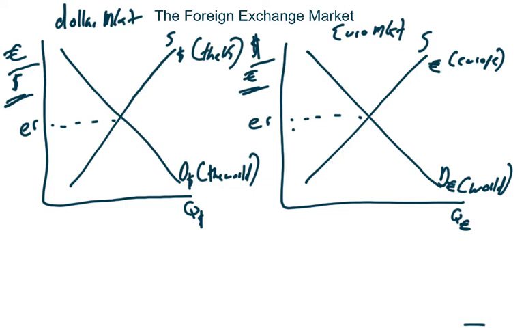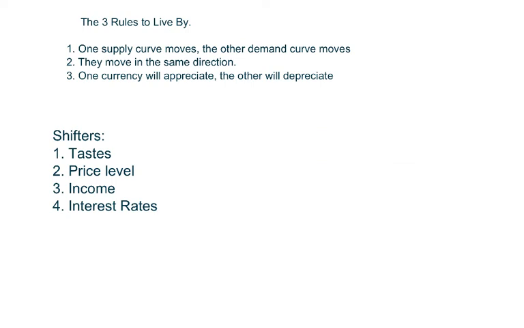Now, before we start working with these, I have to go over some rules and, of course, the shifters. And then we'll come back here and work something out to see how these graphs work together. So let's go over the rules, the three rules to live by. If one supply curve moves, then on the other graph the demand curve will have to move. You cannot move both supply curves or both demand curves. One will have to be a supply curve, the other will have to move the demand curve, or vice versa.